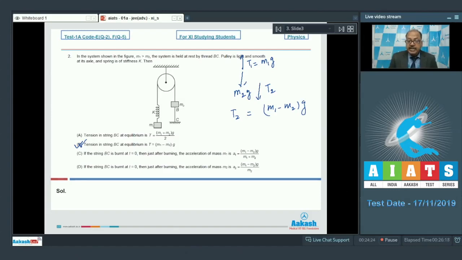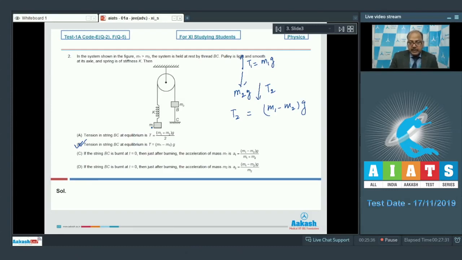What happens when the string BC is burnt? So when the string BC is burnt, just after burning of string BC, acceleration of M1 will be 0, because there is M1G downward and the tension in the spring, which is also M1G, which is acting upward, so it's in equilibrium. Of course, after that block will come into some acceleration, but just after burning of string BC, acceleration of M1 is 0. So that means option C is incorrect.